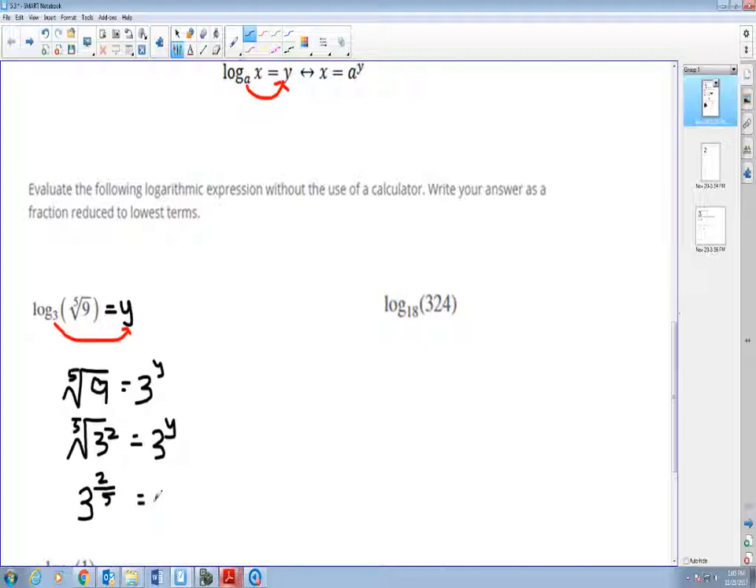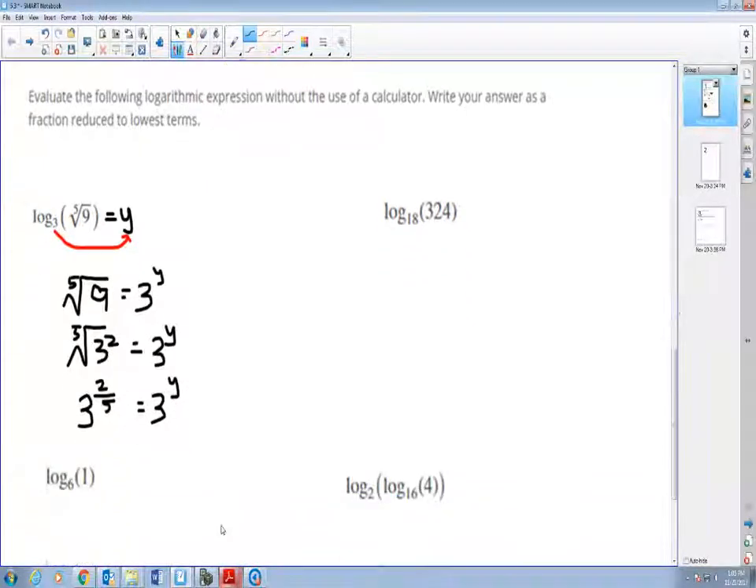So once I see the bases are the same and equal, I can set the exponents equal to each other. So my answer, y is equal to 2/5. Okay. So once I notice I can make my 9 into base 3, I'm going to make the bases the same so I can set the exponents equal to each other.